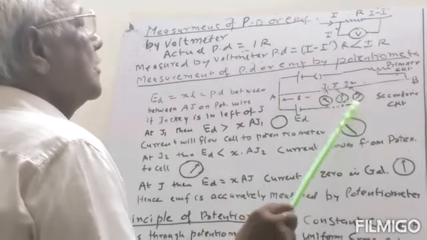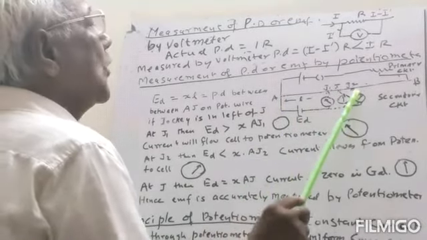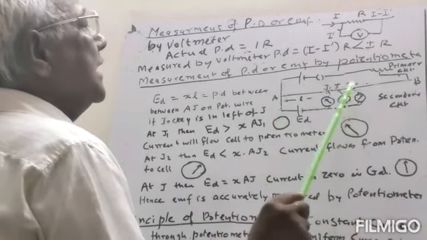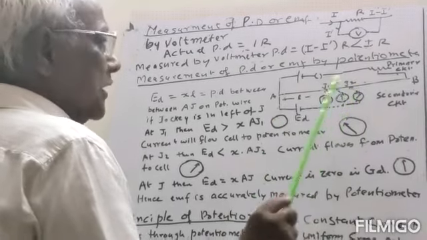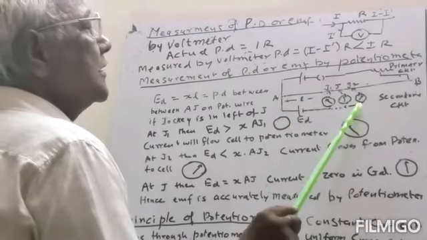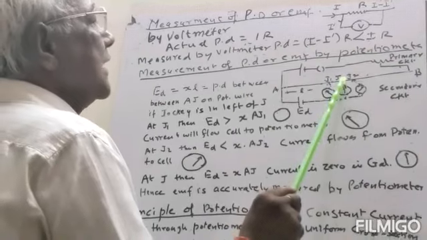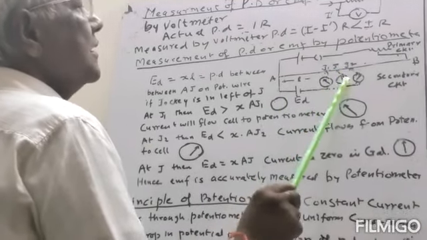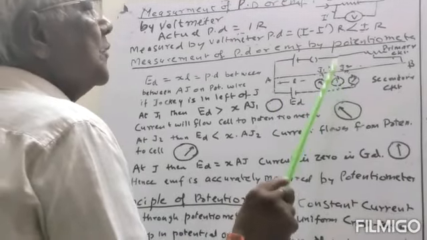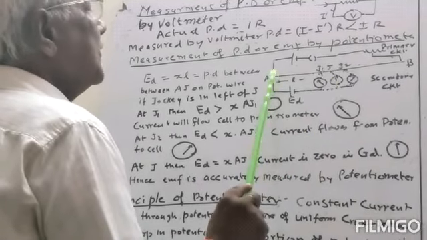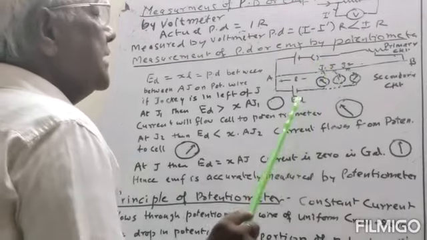Now if we move this jockey to point J2, then the potential difference between A and J2 is more than ED, so the deflection will be on the right hand side. And if we have it at J, then there is no deflection, meaning the current in the galvanometer is 0, meaning the potential difference between A and J is equal to ED.